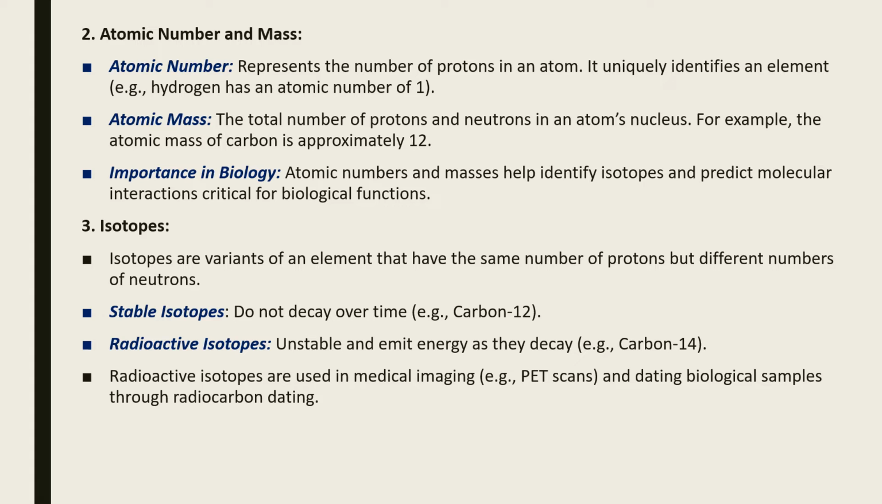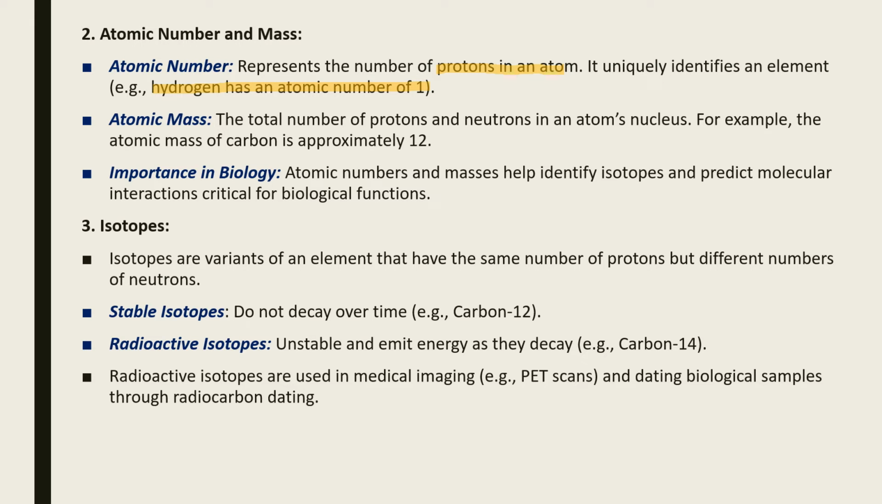What is atomic number and atomic mass? Atomic number represents the number of protons. Atomic number, again, represents the number of protons in an atom, or maybe we can say the number of electrons in a neutral atom, not in an ion. For example, hydrogen has an atomic number of 1.